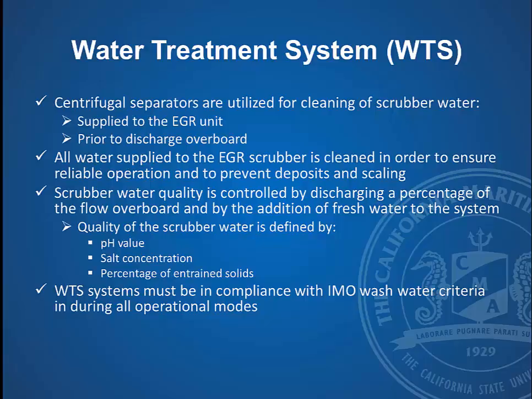of the same companies. All water supplied to the exhaust gas recirculation scrubber is cleaned in order to ensure reliable operation and to prevent deposits and scaling. Scrubber water quality is controlled by discharging a percentage of the flow overboard and by the addition of fresh water to the system. The quality of the scrubber water is defined by its pH value, salt concentration, and percentage of entrained solids. Water treatment systems must be in compliance with IMO wash water criteria in all operational modes. In other words, there are criteria now for the discharge of this wastewater over the side.